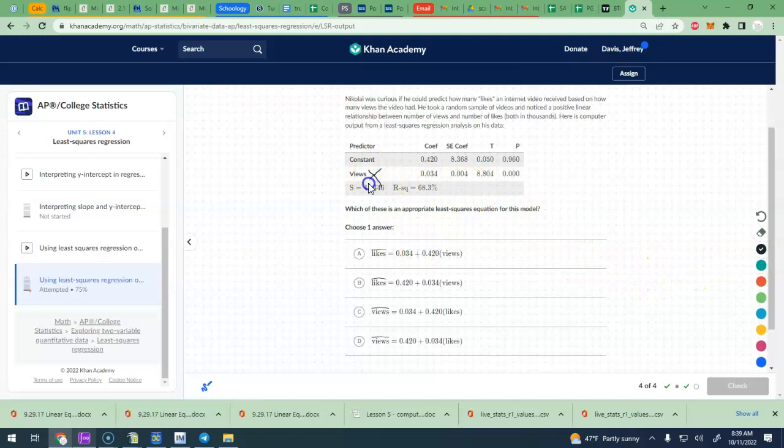So views is your x. That's the slope, so it goes next to the x. So it should say 0.034x, or 0.034 views. And there's only one that does that, isn't there? So I know it's this one right away, but let's just double check. The constant or y-intercept is 0.42. So that's the number that goes by itself. There's your slope, and then views is your x. That should be B. I'm going to add B in your brain.